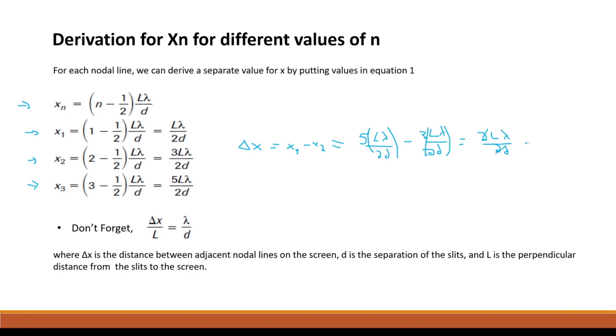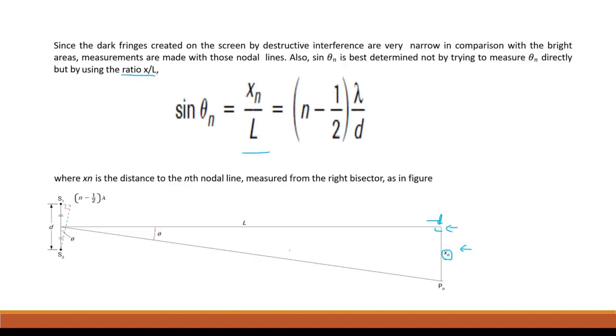The 2's cancel out, and we're left with L lambda D, or if you bring the L back over, lambda over D. For adjacent nodal lines, this formula is true, where delta x is the distance between adjacent nodal lines on the screen, D is the separation of the slits, and L is the perpendicular distance from the slits to the screen.